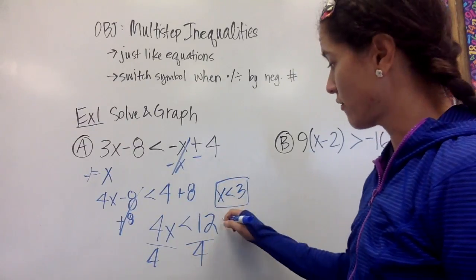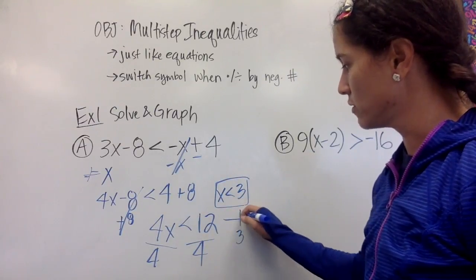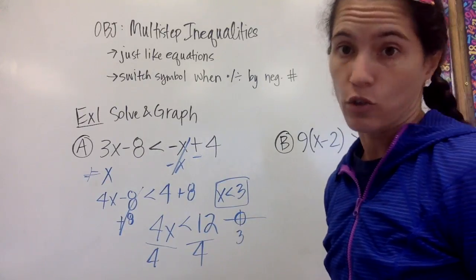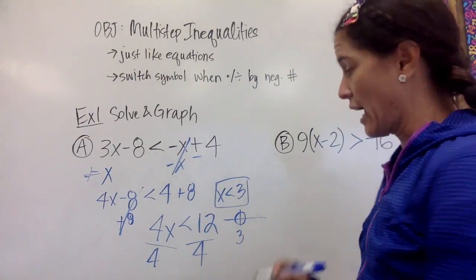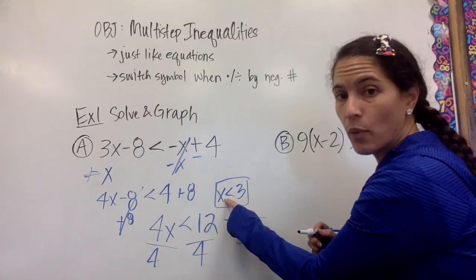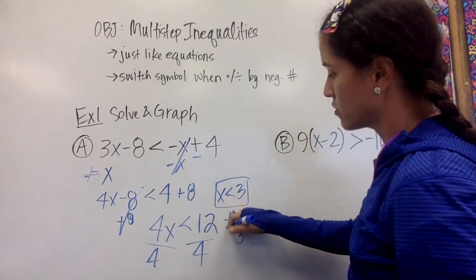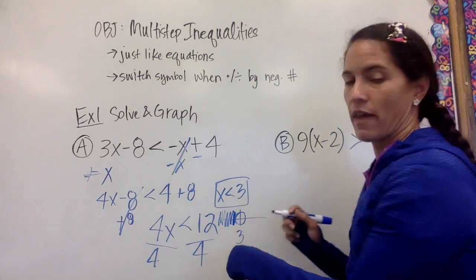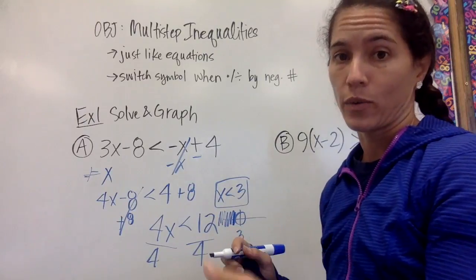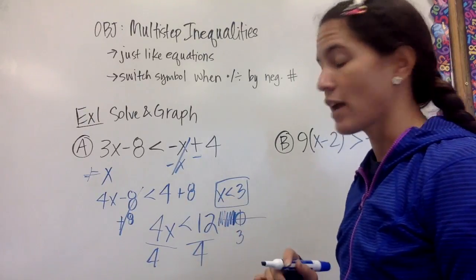X is less than 3, and if I want to graph it, I put 3 in the middle. It's going to be an open circle because it's not equal to 3. And the variable is next to the point, so that means smaller. So my values are smaller. That means 2, 1, 0, negative 1. So x is less than 3.